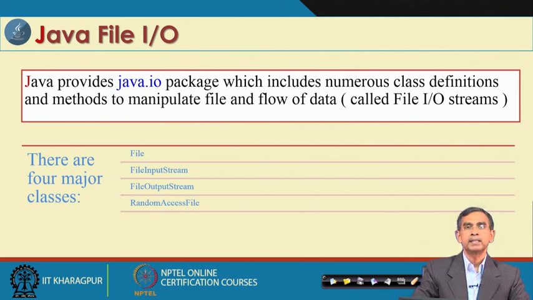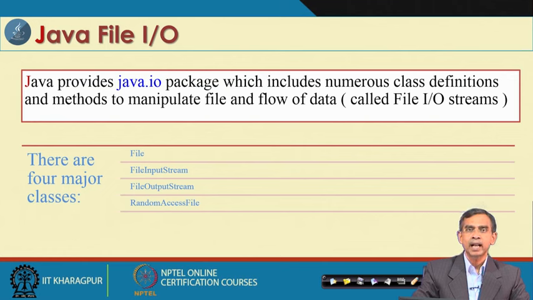As I already mentioned, Java provides a package called the java.io package, which includes a number of class declarations and the methods in each class. And one important class out of the so many classes is called the File class. It is basically called file IO stream, more precisely. There are 4 major classes that belong to file IO stream.